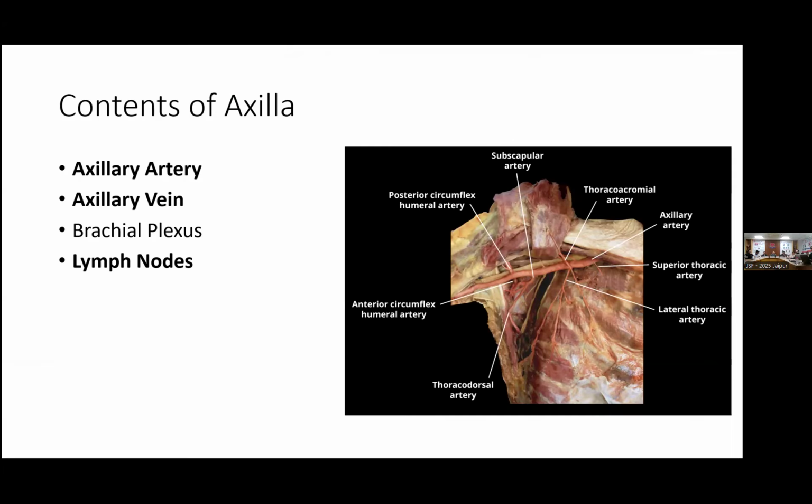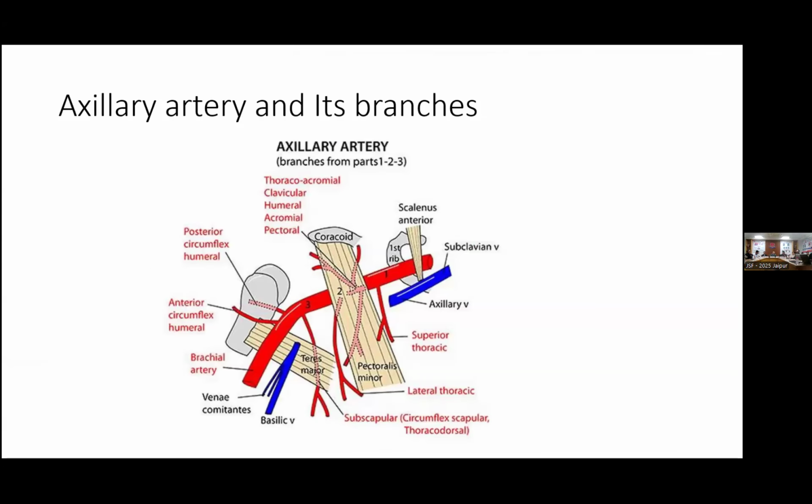So what are the contents of the axilla? It is the artery, vein, some branches from the brachial plexus, and lymph nodes. So the axillary artery, as we all know, has three parts. The first part gives rise to the superior thoracic artery, which supplies the upper thorax. The second part gives rise to the thoracoacromial artery, which has clavicular, humeral, acromial, and pectoral branches. Pectoral branches supply the pectoralis major muscle. And the third part gives rise to the subscapular artery, which further gives rise to the thoracodorsal artery, posterior circumflex humeral, and anterior circumflex humeral artery, and continues as the brachial artery.